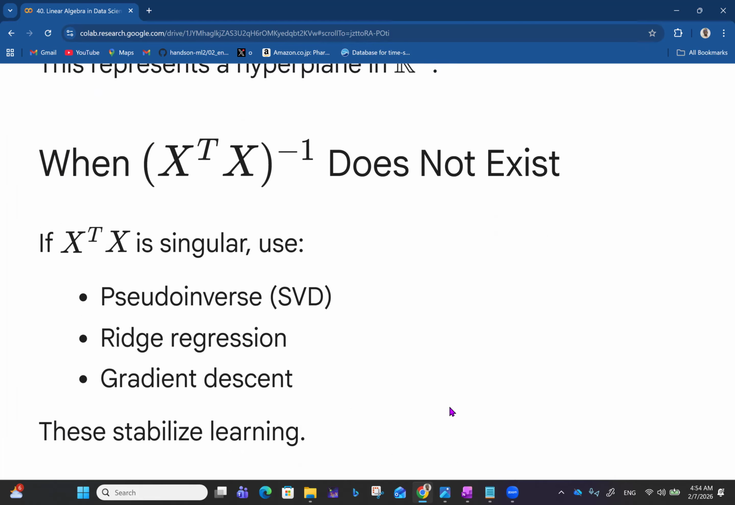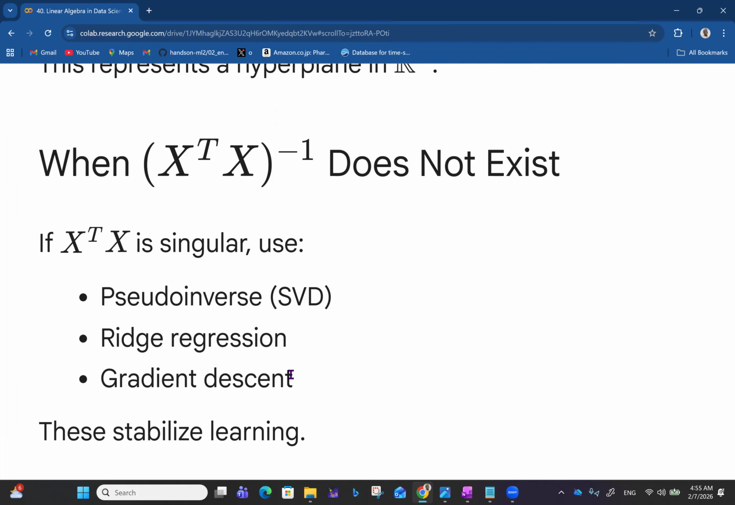So now what happens when x transpose x inverse does not exist? There are cases where x transpose x inverse does not exist. In that case, if X transpose X is singular, singular meaning that the determinant of the matrix is zero, so that means it is not invertible, then you have to use pseudo inverse via SVD, or you can talk about ridge regression, gradient descent.